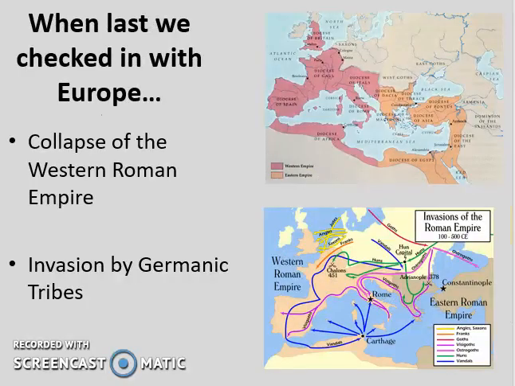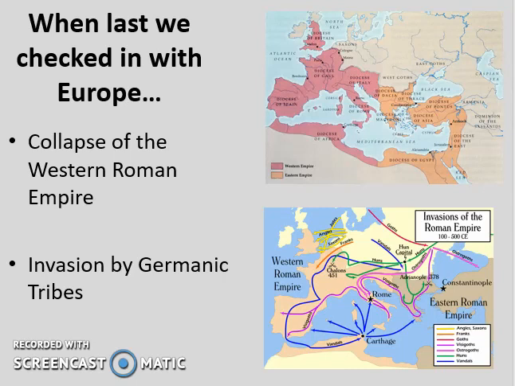When we last checked in with Europe, we were talking about the collapse of the Western Roman Empire. So if you remember, Diocletian splits the empire into two, and Constantine is going to bring them back together. He's going to move the capital from Rome to Byzantium, and then he renames it Constantinople. And then we just talked about how the Western Roman Empire collapsed. The Eastern Roman Empire became the Byzantine Empire.